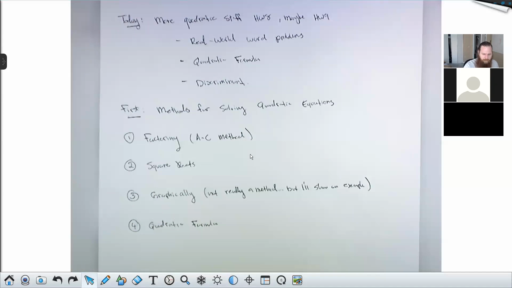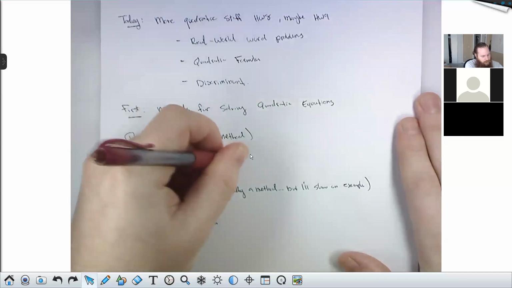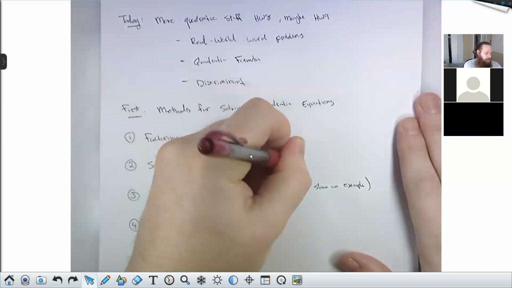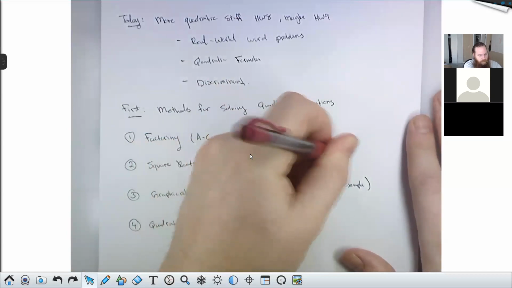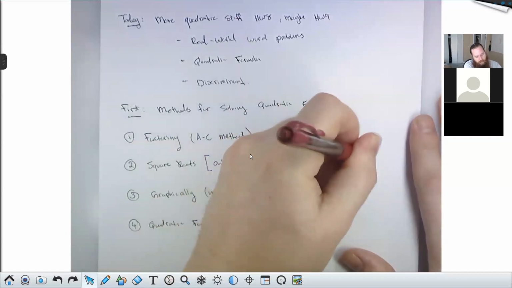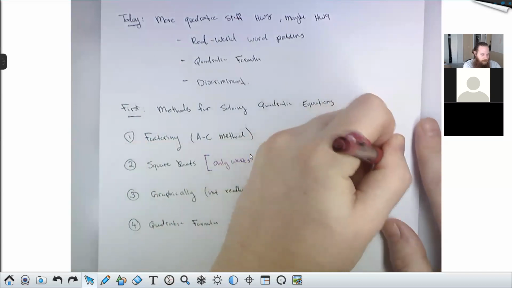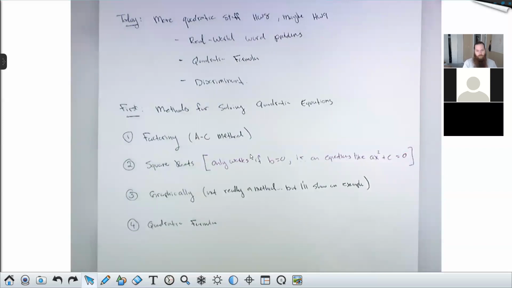Some notes we should make by each of these. This square roots method only works if the number b is 0, i.e. on equations like ax squared plus c equals 0. Stuff like this. All right, these are the only times you can do this. You can't do this if there is an x term. It has to just have an x squared and a constant term.